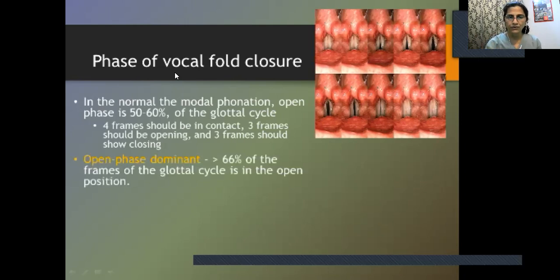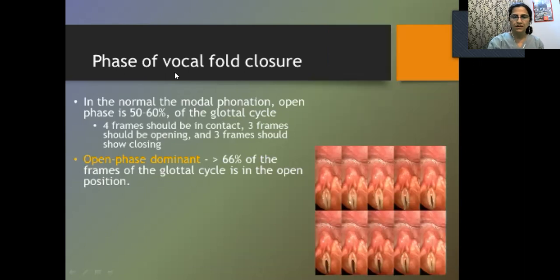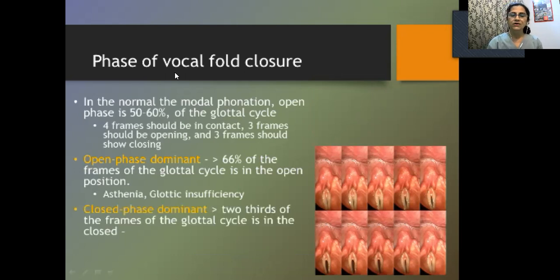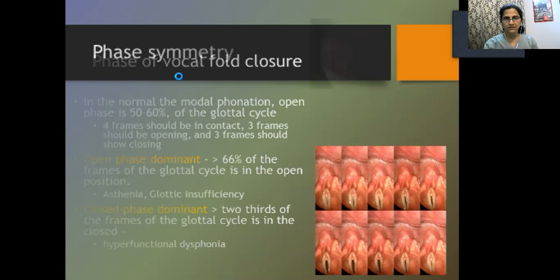You can have an open phase dominant, that is, you see more frames which are open, which is generally seen in asthenia or glottic insufficiency. Or you have a closed phase dominant, where more than two-thirds of the frames are seen as closed. That generally happens in hyperfunctional voice disorder.